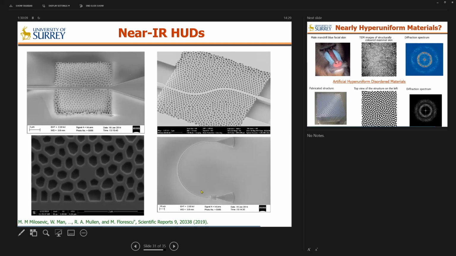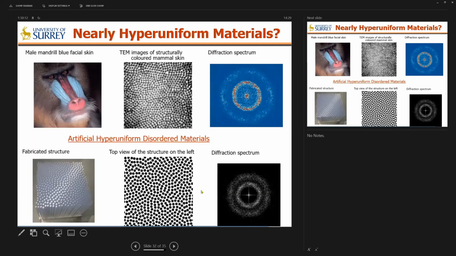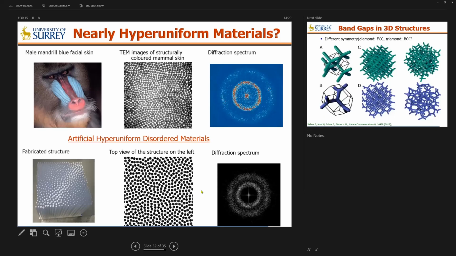But now the question is, as we have created these disordered photonic bandgap materials, has nature beaten us to the task already? Well, indeed. Maybe if you remember the first example with the wing of the morpho butterfly, we had there some structuring that seemed to be in disorder, but still presented photonic bandgaps. This is another example, the mandrill's blue facial skin, so this portion over here, which, if analyzed under the microscope, shows a nearly perfectly hyperuniformly structured material.